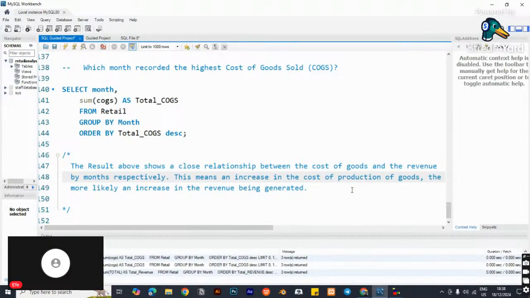It means that if we increase the cost, so this is a cost, in this case, cause and effect. So an increase in the production of goods is the cost, and the effect that will be seen as a result of the increase in cost of production will be an increase in revenue. All right, so remember I mentioned this in our Power BI project.